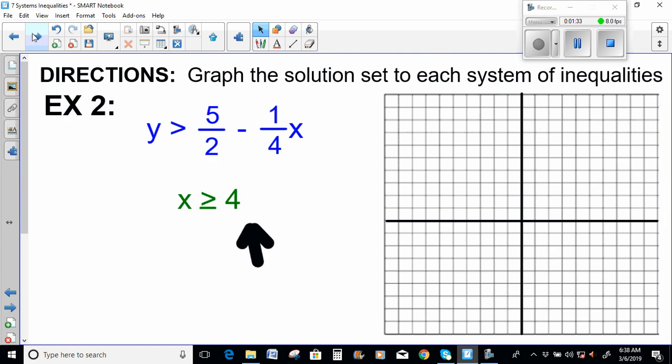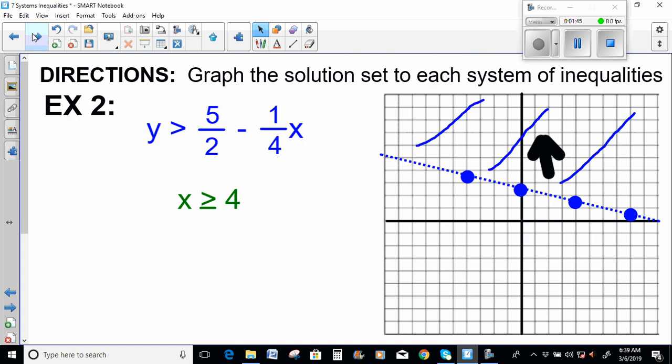Example 2, same thing. So we're going to start with the blue. We're going to start with a y-intercept of 2.5 and then a slope of -1/4 with a dotted line. And then we're going to shade above the line.